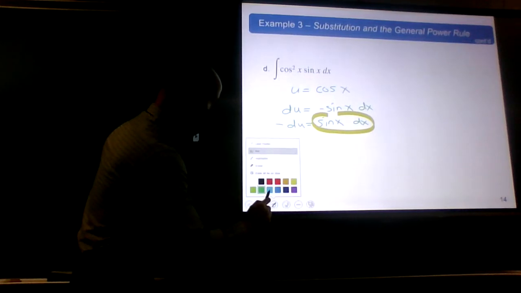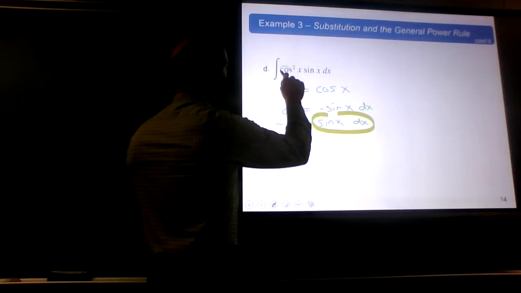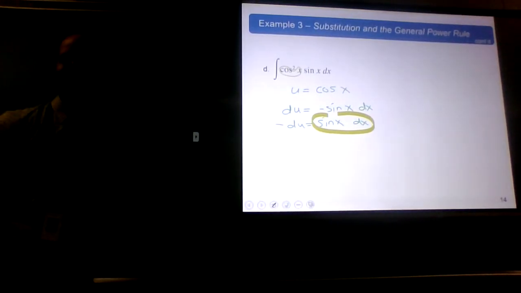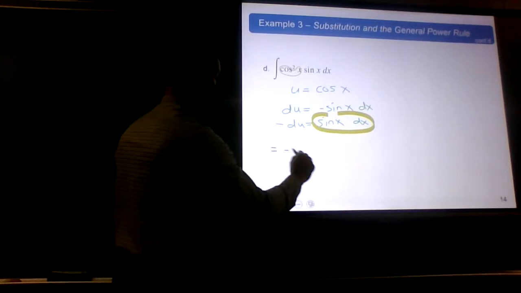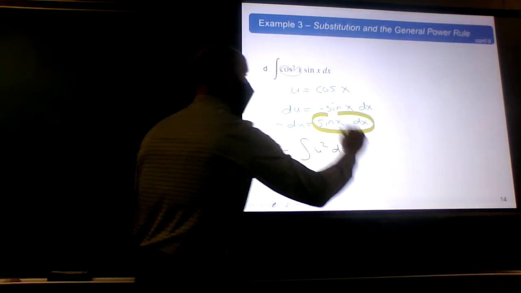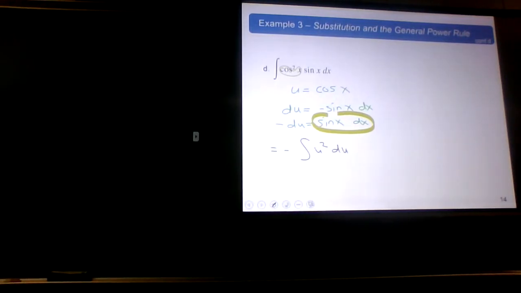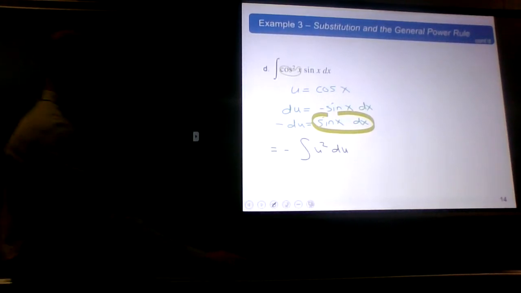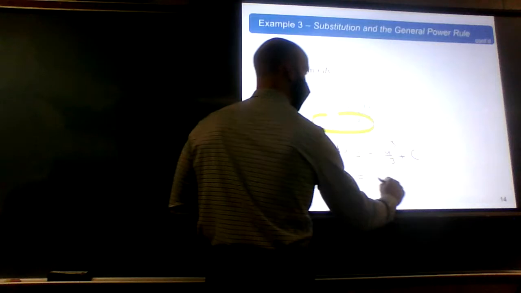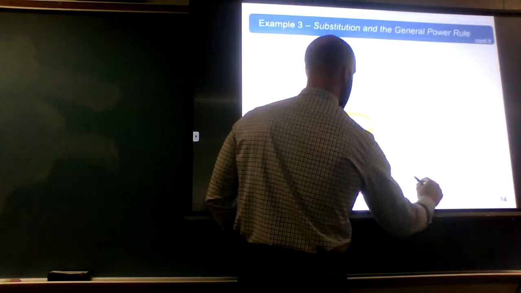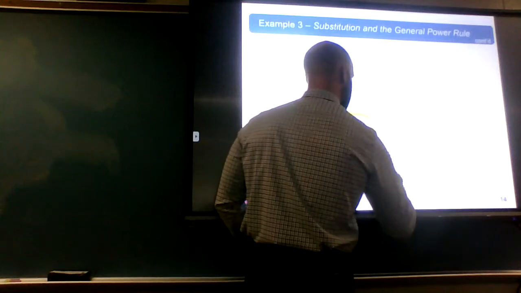And what am I going to put in for this cosine x? u. In other words, this whole thing is going to become negative integral u squared du. Now look at my black integral. Doesn't that one look much easier to deal with than the integral of cosine squared x sine x dx? Okay, power rule. What's the exponent going to become? 3. So it's going to be negative u to the 3rd over 3 plus c. So final answer is negative cosine to the 3rd x over 3 plus c.